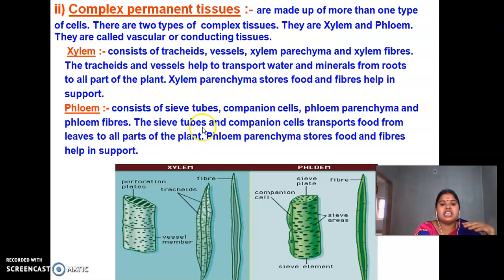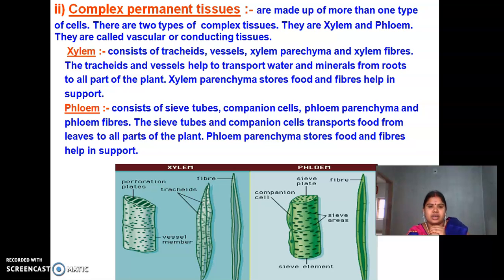Okay. So the sieve tubes and companion cells transport from where to where? The first slide I showed you: from the tip of the plants, that means the leaf, to all the remaining parts of the plants, that means from tip to root. Okay, so phloem parenchyma stores food and fibers help in support. Parenchyma and fibers do the same functions in both xylem as well as in phloem.